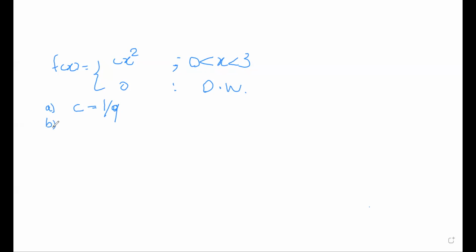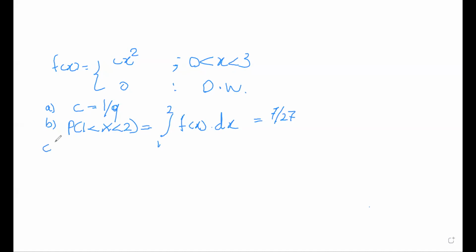And for the part B, we found the probability of x in between 1 and 2. Right? For that, we use this formula, the integral of f(x) dx. So we found the probability that is equal to 7/27. Okay.